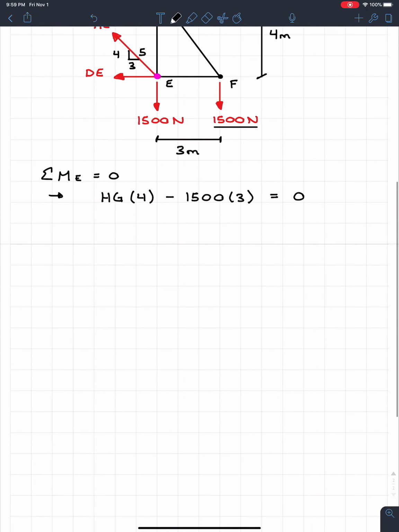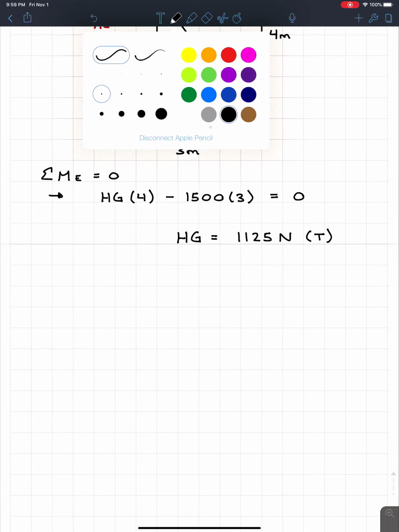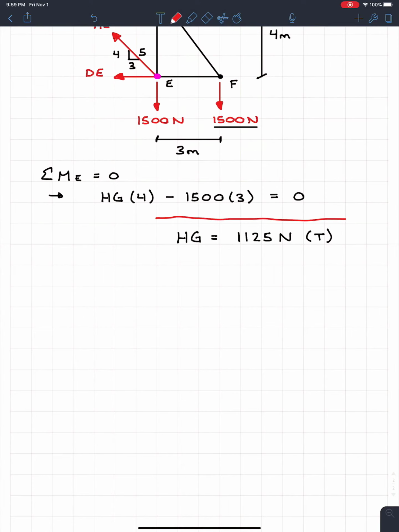And when I solve this, I get HG is equal to 1125 newtons, and it's a positive answer, so it means that the member is in tension. So it's very important to include that T for tension into the final answer. That's one thing that we'll be checking for marks.